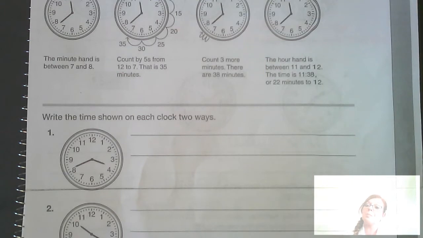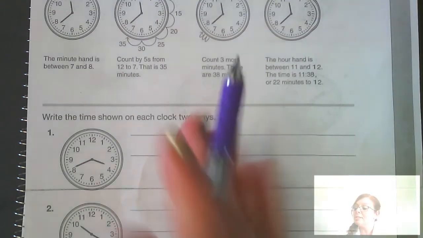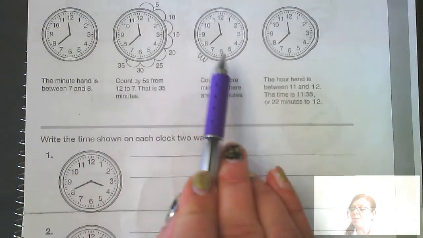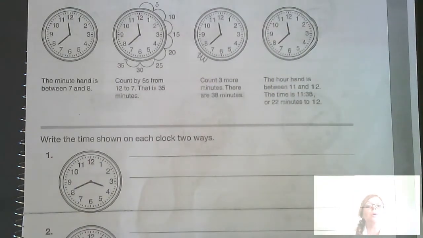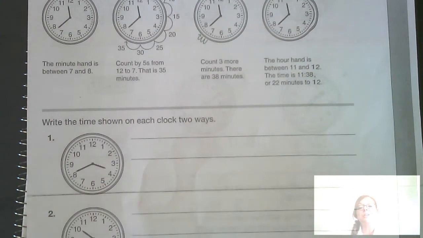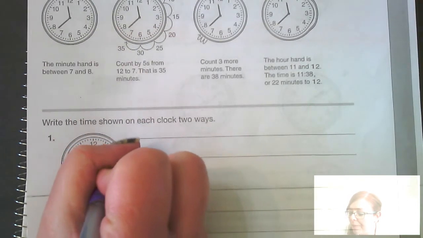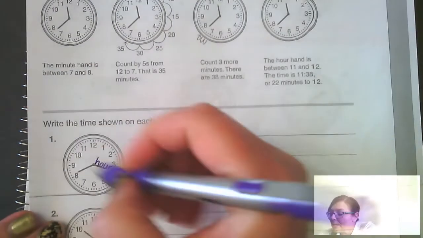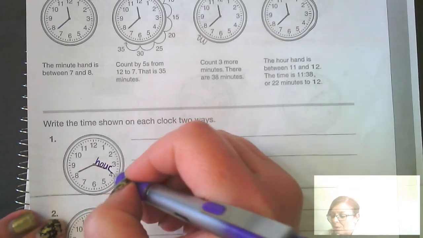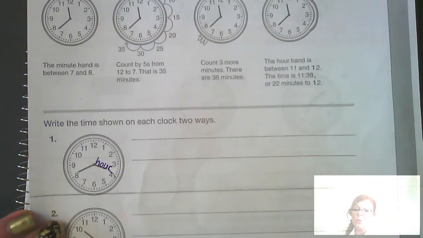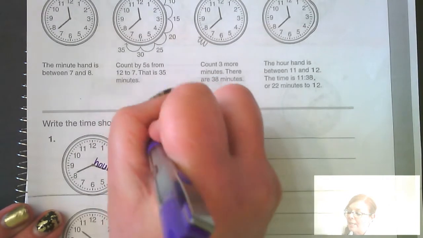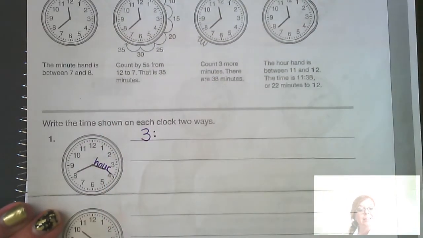We just wrote a couple of them in different ways, and this always has a little review for you to always refer to if you forget. Okay, so first let's look at the hour. Remember, the hour is the shorthand, okay? It is between the 3 and the 4. So you know it is 3 o'clock. Let's see about the minutes. Let's go ahead and count.